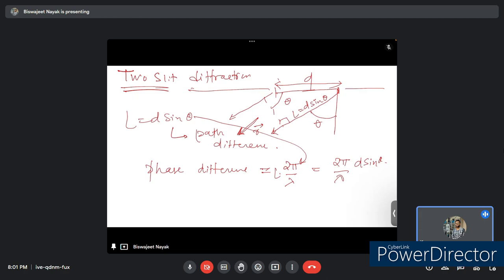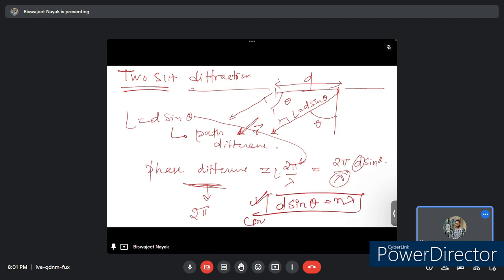If d and lambda are such that this phase difference is a multiple of 2 pi, then the rays are again in phase and the amplitudes add up. The condition for this additive interference is written as d sin theta equals n lambda. This is constructive interference. Here we can see there is an inverse relation between d and theta: as d decreases, sin theta increases.